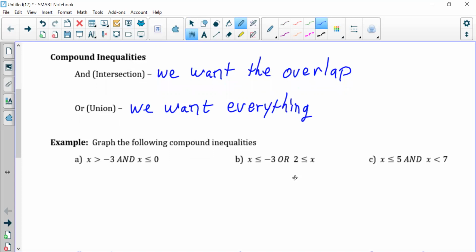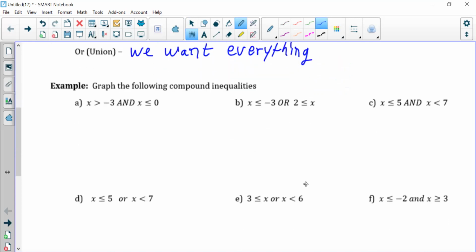All right, scrolling down, it says graph the following compound inequalities. And these are simple enough. Compound just means that there's more than one and you're going to put them on the same graph. All right, so let's get ourselves a number line out here. And we know we need positions for -3 and 0. So if I put 0 here, -3, remember, is going to be to the left of 0. That's its position.